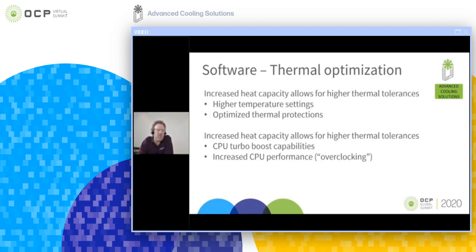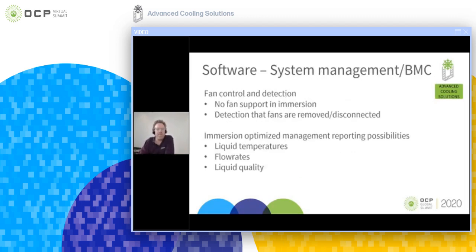Another factor to consider is the increased heat capacity, which allows for much higher thermal tolerances of the components themselves. CPU turbo boost capability can be drastically increased, or can be even further increased than what normally is possible, which opens the door to a much more common type of overclocking.